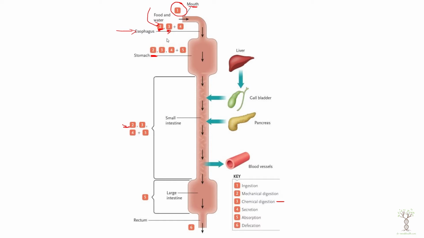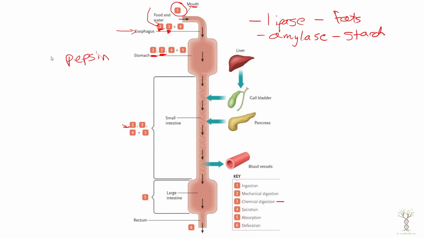So some chemical digestion will happen in the mouth. We have 2 enzymes. One is called lipase, and one is called amylase. These enzymes are found in the saliva, and lipase will start to break down fats, and amylase will start to break down starch. We also have some chemical digestion in the stomach. As I said earlier, we have an enzyme called pepsin that will start to break down protein. So there's chemical digestion in the mouth and in the stomach, as well as the small intestine.